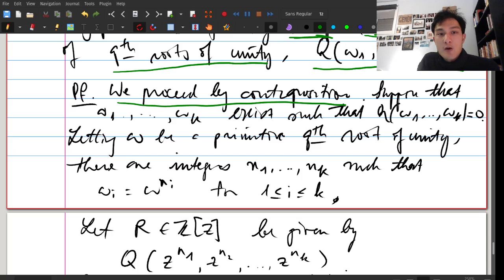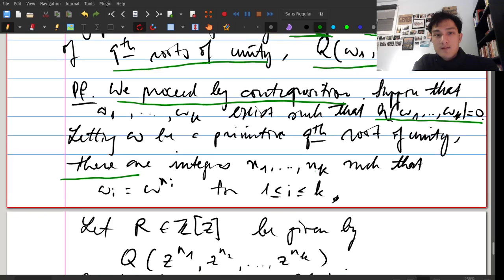So suppose that omega 1 up through omega k exists such that q of omega 1 through omega k is equal to 0. Now let omega, without any subscript, be a primitive qth root of unity. And we know that any qth roots of unity are integer powers of one another, like we've drawn the unit circle and reasoned that out. So there are integers n1 through nk such that omega i equals omega to the n_i for all i from 1 to k.